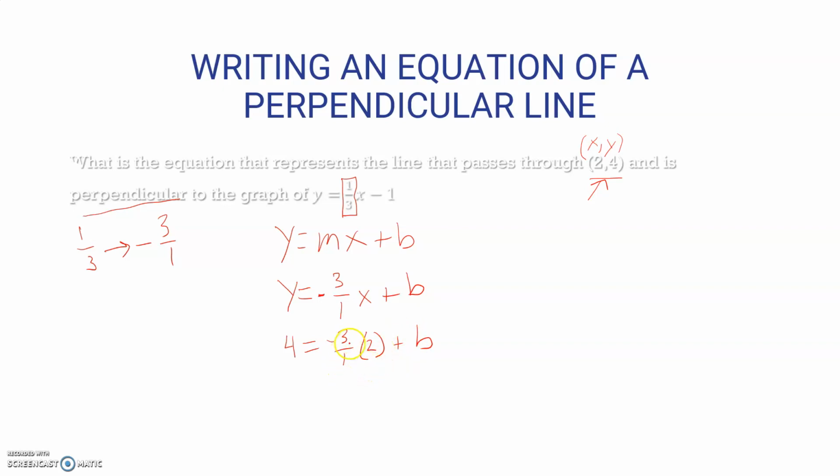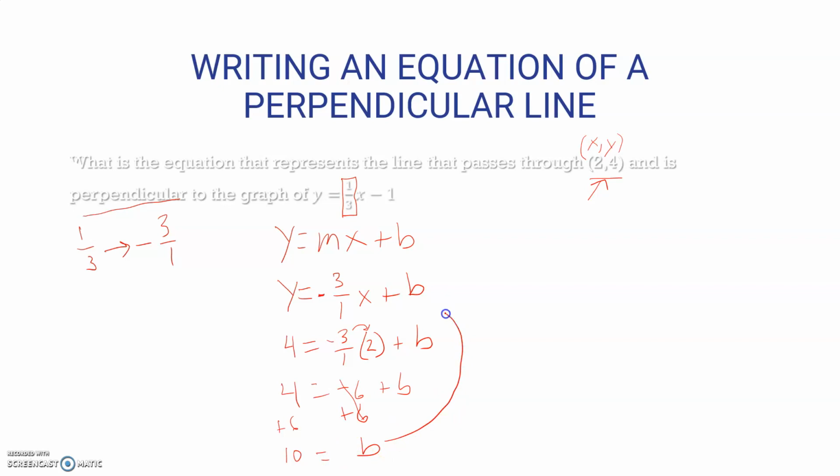And then we can start to solve. And so first step is we're going to distribute. Negative 3 over 1 times 2 is negative 6 plus b equals 4. Then we need to get b by itself. So we're going to add 6 to both sides. And we get 10 is equal to b.